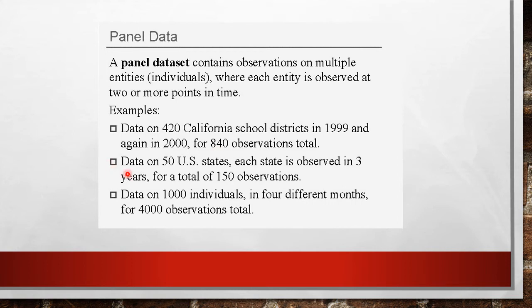Data on US states. Each state is observed in 3 years, for a total of 150. If we take 50 states for each year, there are 3 years, so ultimately we will have 150 observations. Data on 100 individuals in 4 different months, we will have 400 at the end.